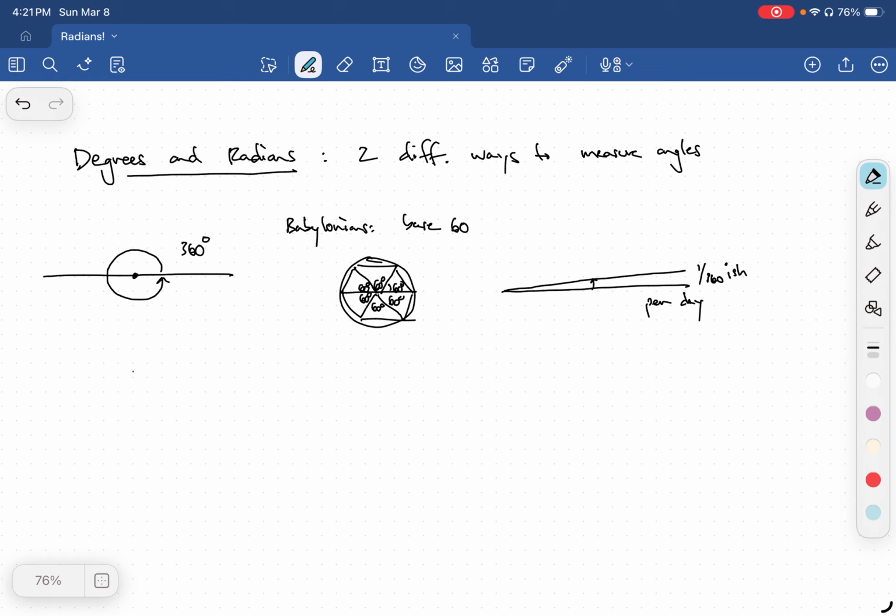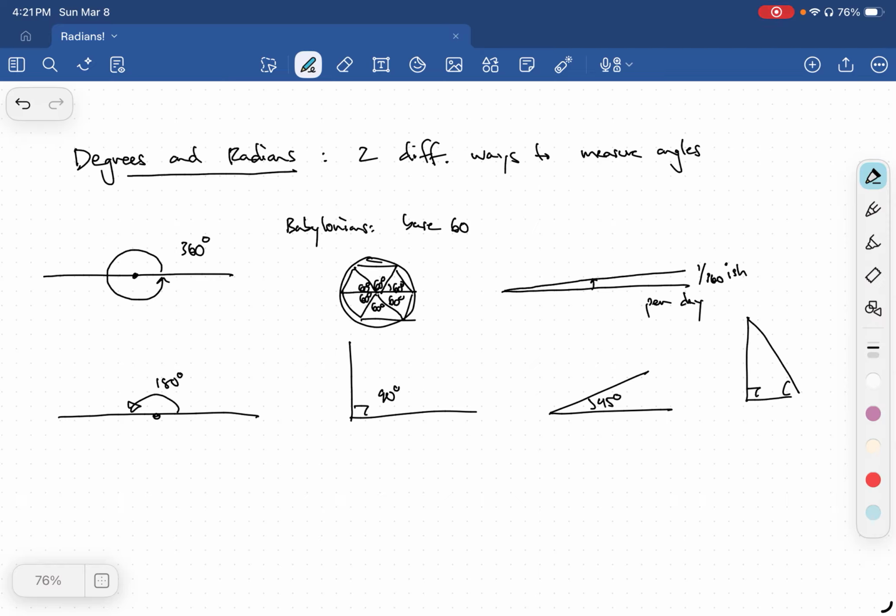And of course, we know things like a straight angle would be 180 degrees, or a right angle, which is a quarter circle, would be 90 degrees, and half of that would be 45 degrees. And we've got some nice triangles that add up to 180 degrees, where this is 60 degrees and 30 degrees. So there are some nice uses for degrees, and they can be useful. But in certain problems, it's much better to use radians. So let's talk about what a radian is.